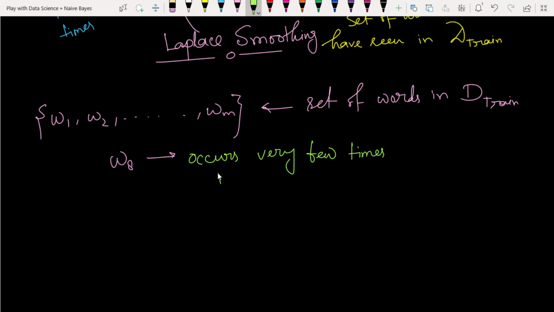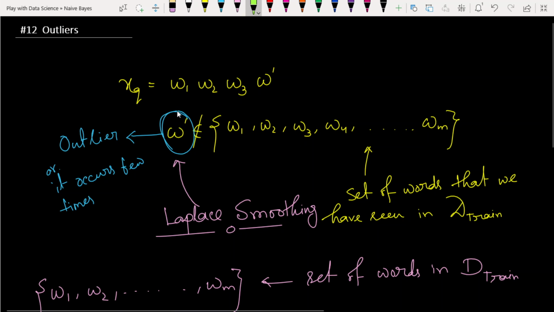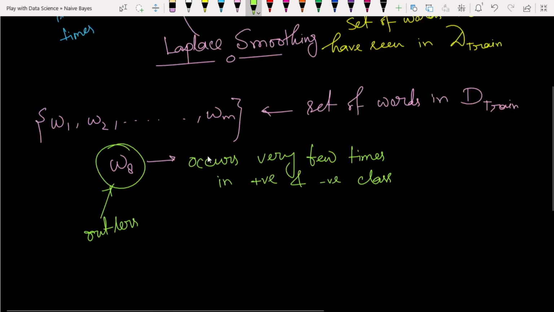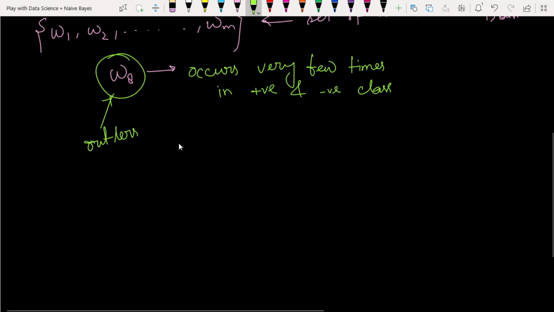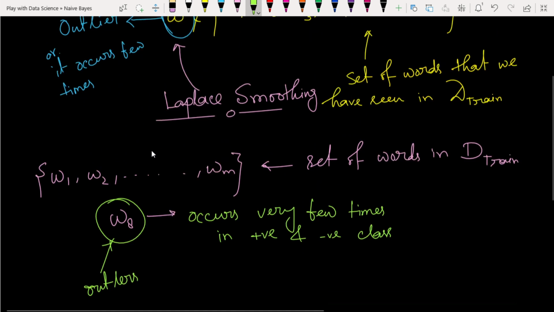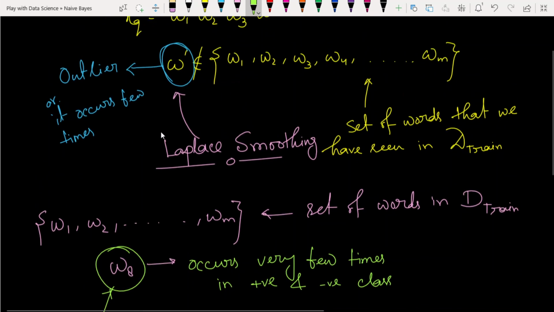Suppose in the positive and negative classes this occurs only a few times. Then this is called another kind of outlier. So there are two kinds of outlier: a word that does not belong to our data corpus, the set of words in our training data, or a word that occurs very few times in our data corpus. These two kinds of outliers may happen in our data set.